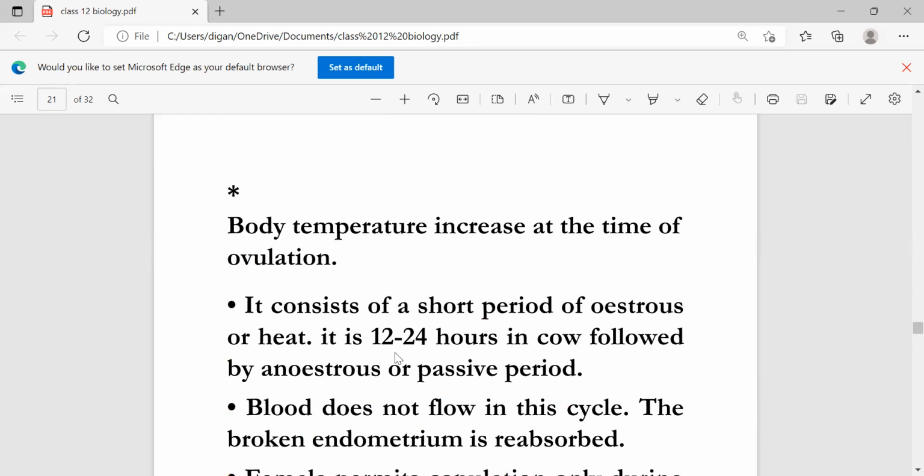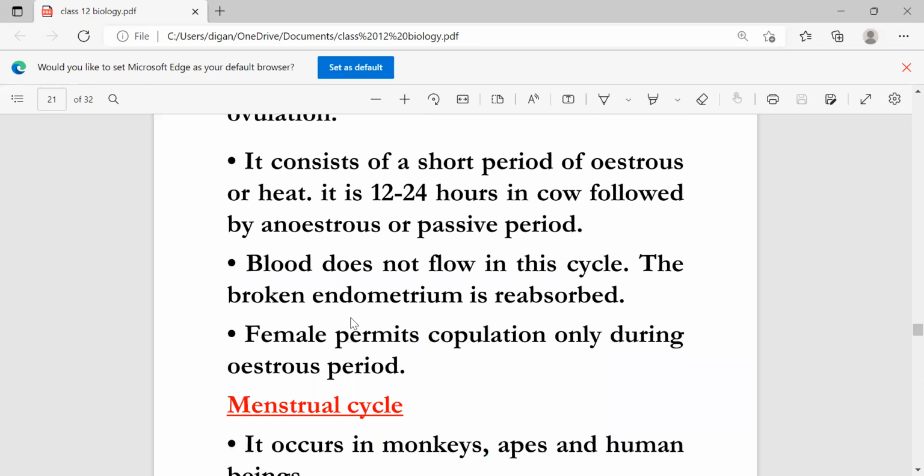It takes almost 12 to 24 hours in a cow, followed by an oestrous or passive period. It means the ovulation period is only for 12 to 24 hours, and only then do they become active. Next, blood does not flow in this cycle, and the broken endometrium is reabsorbed. In reproduction in human beings, you will discuss what the endometrium is. Here just remember that the endometrium is the inner lining of the uterus. After ovulation takes place, the endometrium breaks down. But in this type of animal, the broken endometrium is reabsorbed. It is not released out of the body. That's why no bleeding takes place in this type of animal. And the female permits copulation only during the oestrous period. So these 4 points you have to remember for the oestrous cycle.